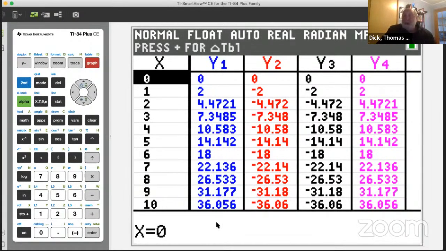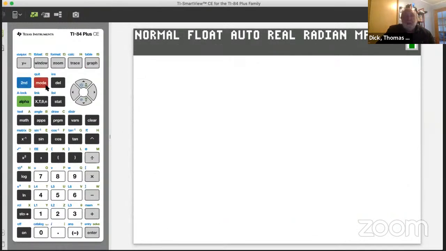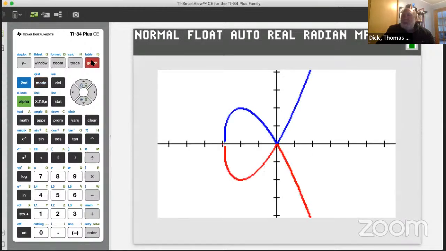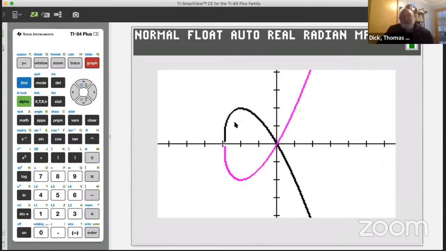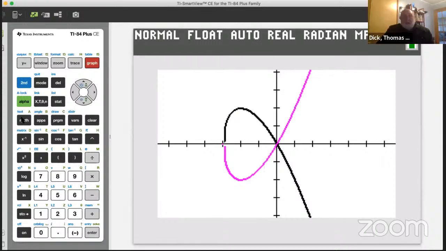Should be able to for Y3 or Y4. Let's take a look. I'm going to quit. And I'll tell you what, let's look at the graph one more time. Oh, this is all of them. But Y3, I think, is the black one, the black graph. Try that one just for the heck of it. So let's try Y3.